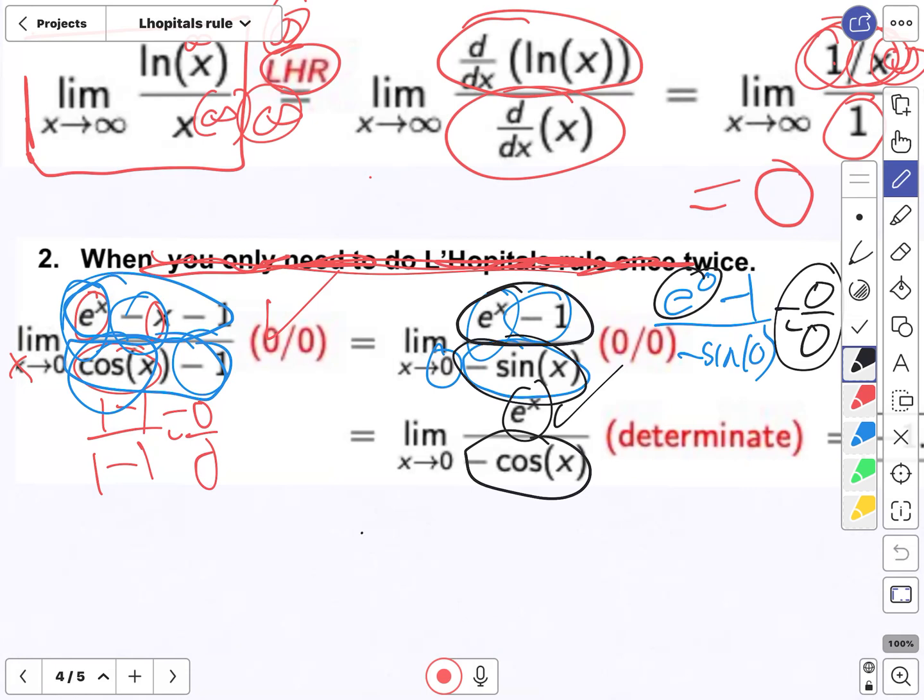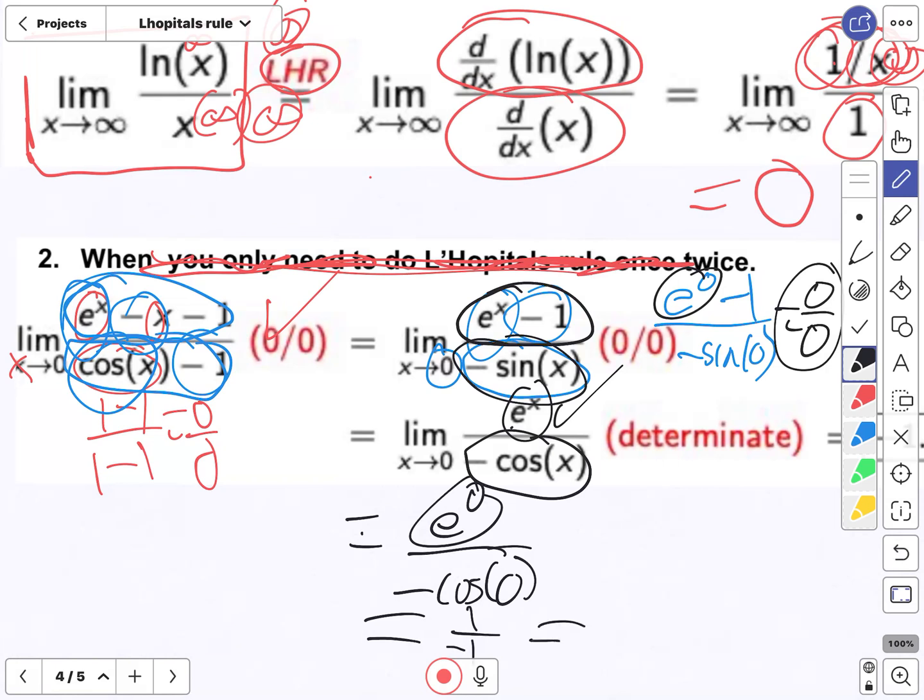And now I substitute in again and see if it's still 0 over 0 or if I have an answer. So now that's going to be e to the 0 over negative cos of 0. And what does that equal? e to the 0 is 1 over negative 1. So your final answer is negative 1.